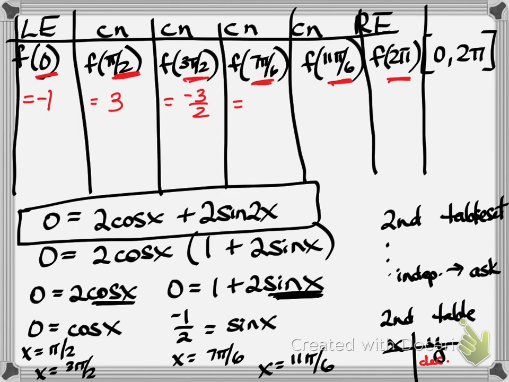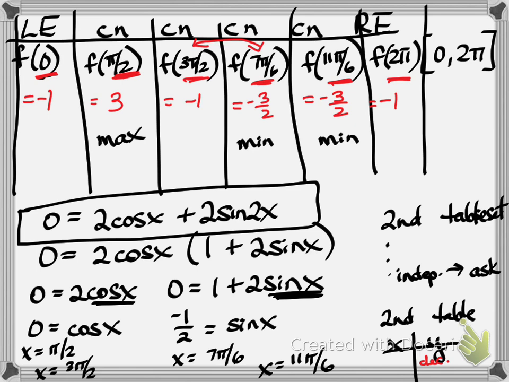Oh, I got that backwards. 3 pi over 2 is -1. Oh, because I don't have these in order. 7 pi over 6 is -3/2. 11 pi over 6 is also -3/2. And 2 pi is -1 again, because 0 and 2 pi are in the same spots. So our smallest is tied right here. We've got 2 that are tied for minimum, and our max is the 3. And that's okay. We could have 2 that are tied for a minimum.